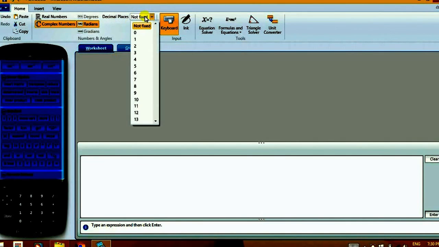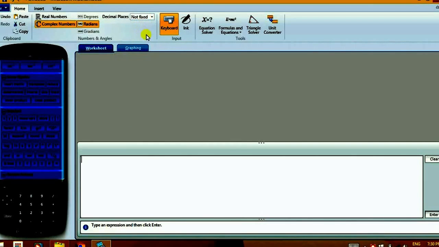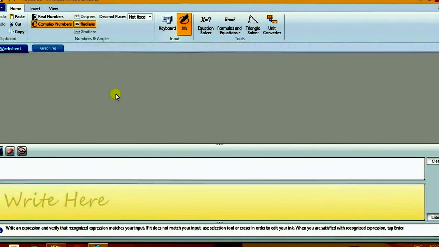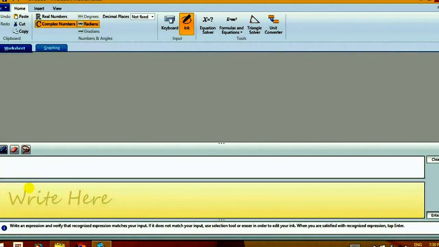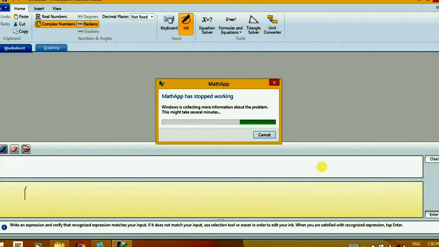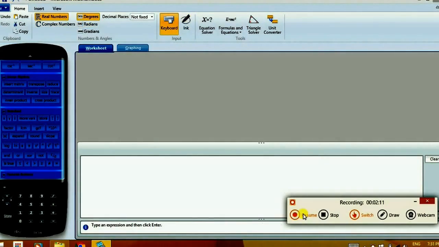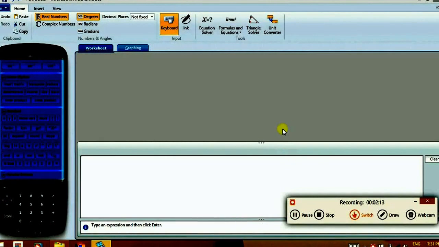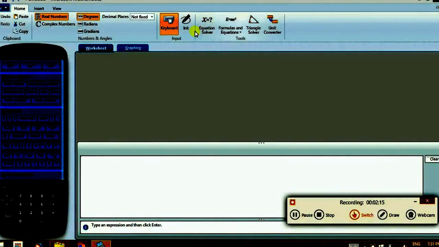Also, we have decimals. So whatever you do, like you put a calculation, it will allow up to 9 digits of decimal. So I put it on non-face so that we do not have it. Also, if you have a writing pad, you can also use ink. So you can write it here, like I have it, but it does not work. It stopped working, so I needed to get it again. So here we have ink and then keyboard. I will be using keyboard because it works.